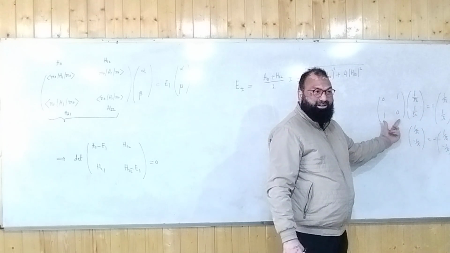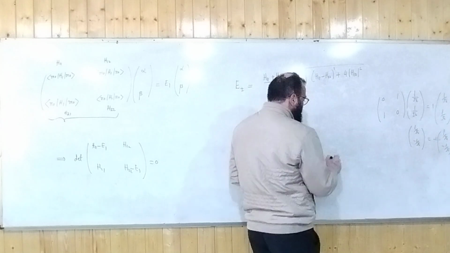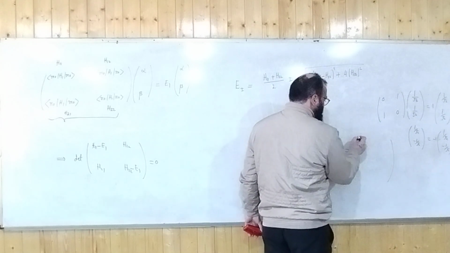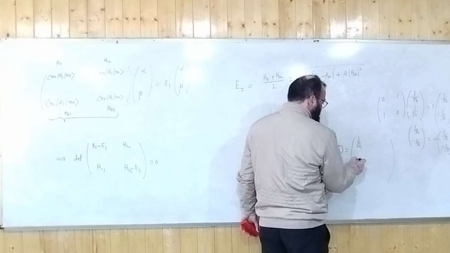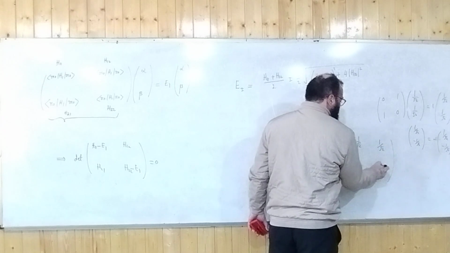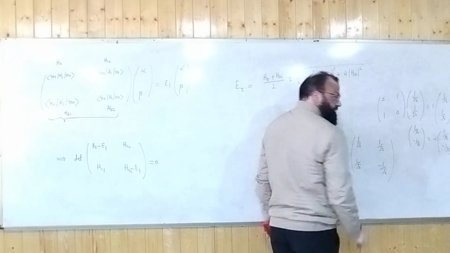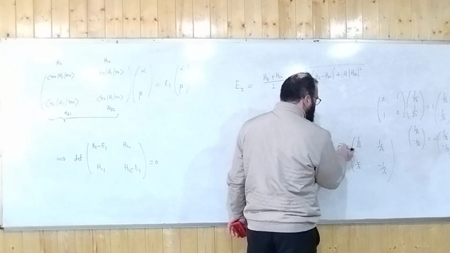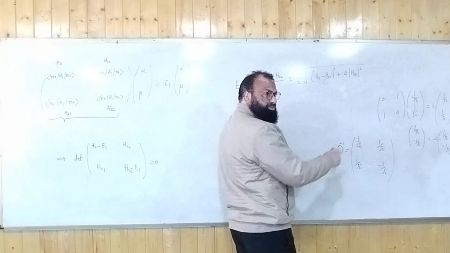How to obtain that O matrix? Let's write that O matrix, putting the vectors in the form of columns: 1 by root 2, 1 by root 2, this vector, then 1 by root 2, minus 1 by root 2. So this is a matrix. Clear? Now you call this simply O inverse.